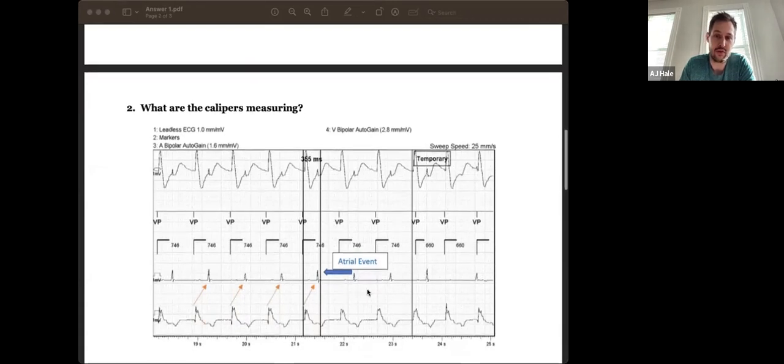So what are the calipers measuring here? Elvis looks like he answered in the chat to me directly. Do you want to take a shot at this one?